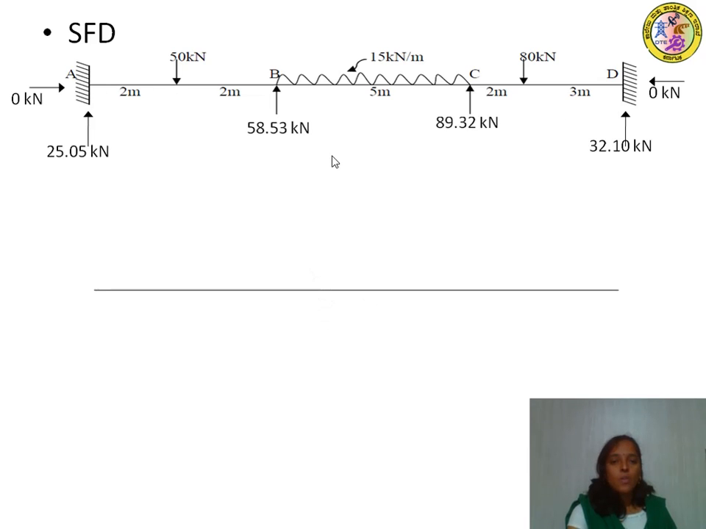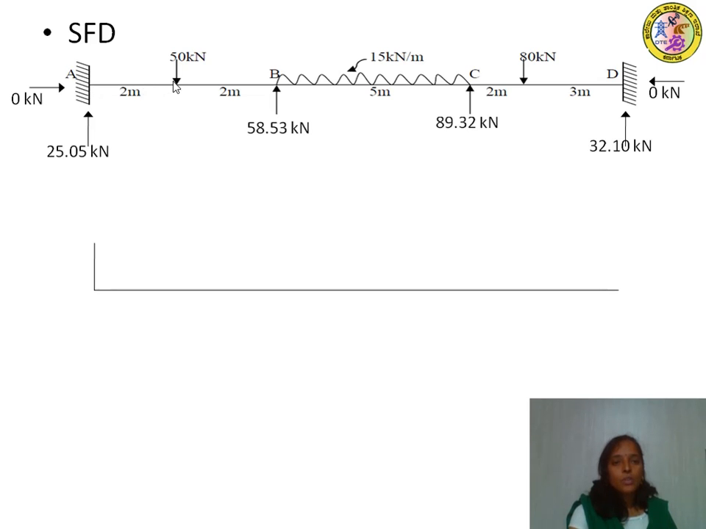Above the baseline we are going to draw the positive shear forces, and below the baseline we have to draw the negative shear forces. We will start from left to right. Shear force to the left of A is 0. Next, shear force to the right of A, we have an upward force of 25.05. Upward means positive shear force, so we will draw a line above the baseline for 25.05 kilonewton.